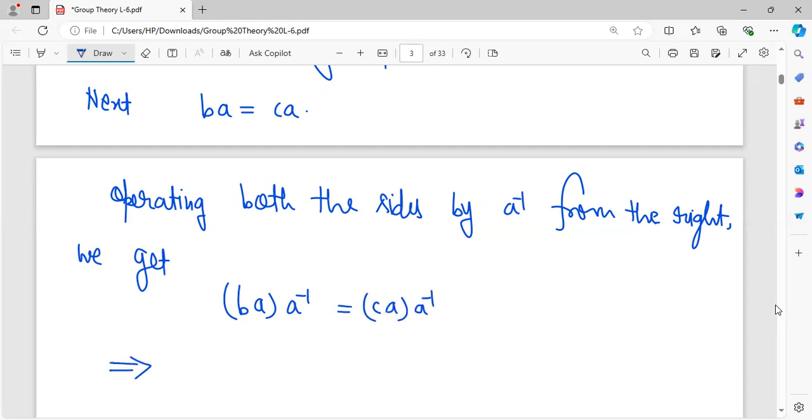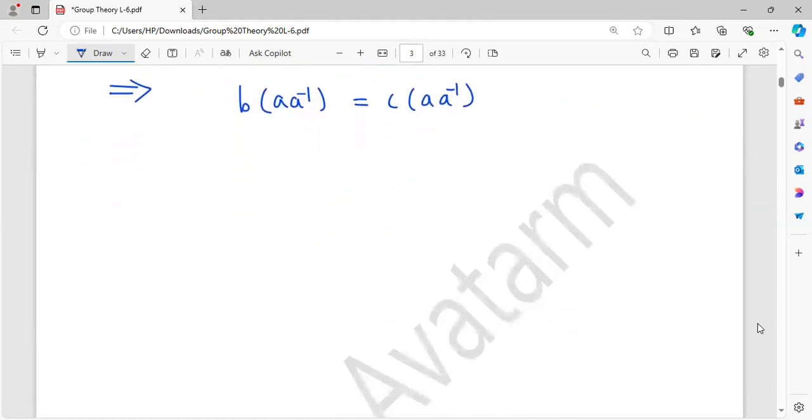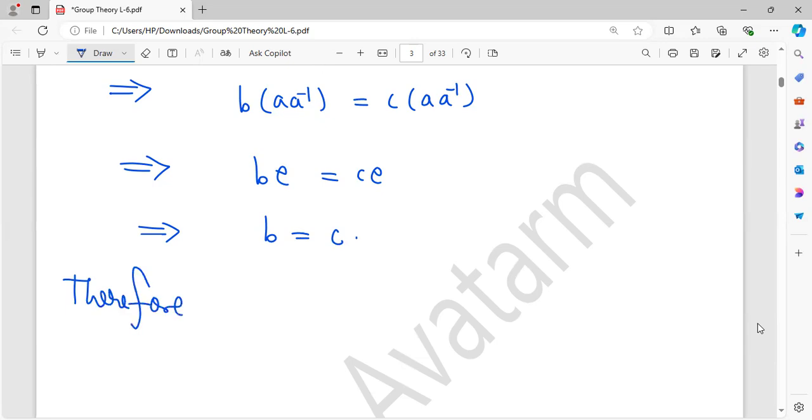So by associative property, again you can write it like that. So what is a a inverse? It is identity. So this is identity, this is identity. So because e is identity, you will get b and you will get c here. Therefore, ba is equal to ca implies b is equal to c.